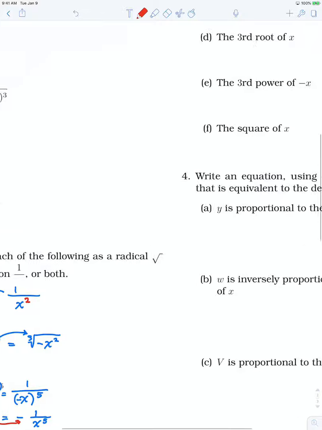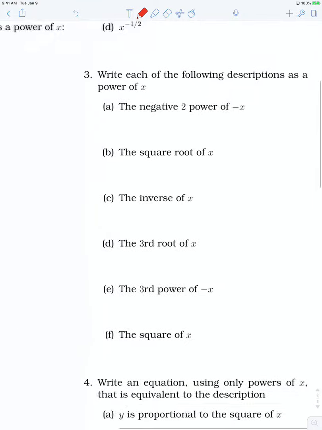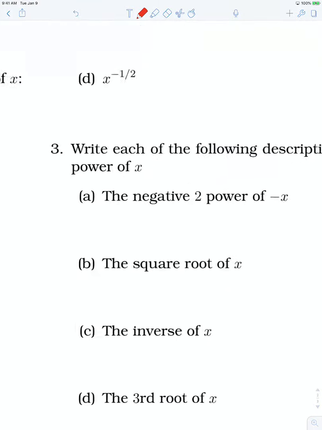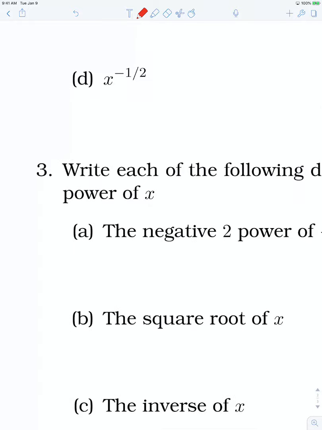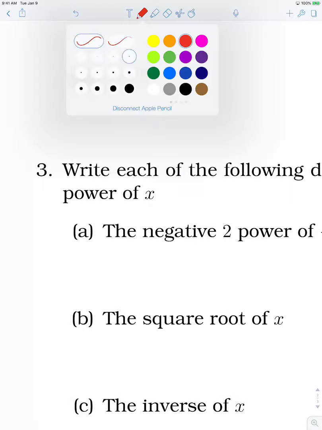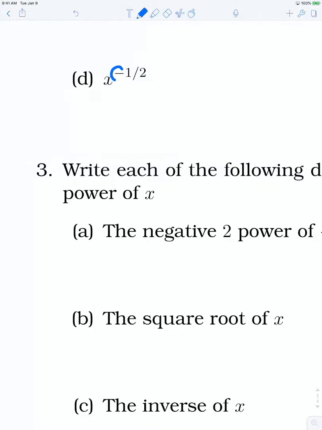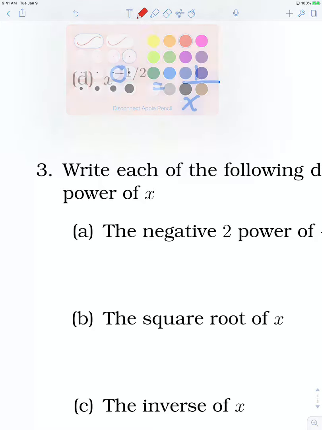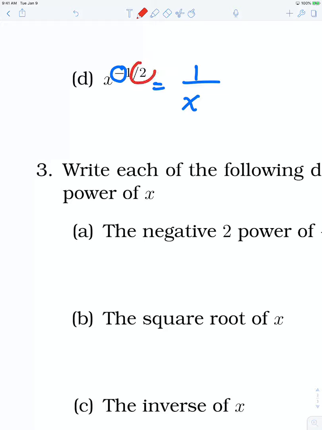Okay, part D, let's see, is there another part? Yeah, part D, there we go. This one has 2 things going on. There's a negative and there's a fraction. The negative means that this will be 1 over x to something, and the fraction 1 half means this will be a square root. So 1 over the square root of x. Okay, and that's it for number 2. I'll stop this video and then I'll do number 3.